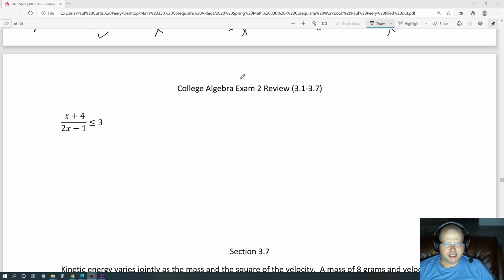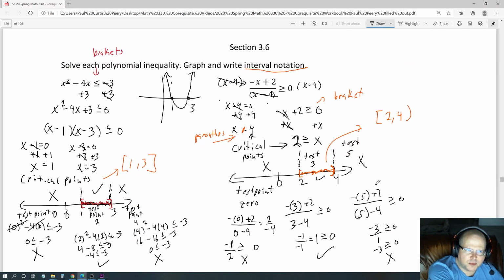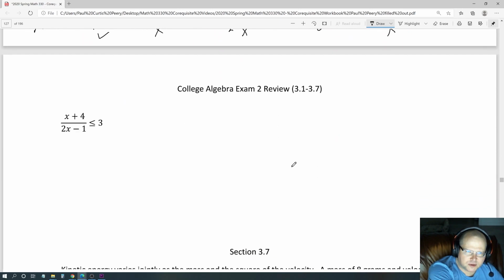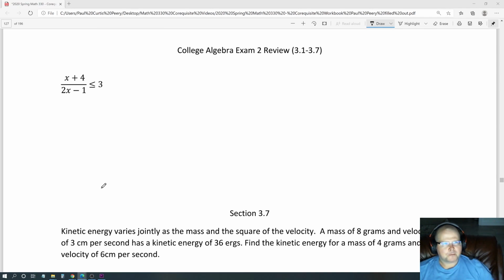College Algebra Exam 2 Review. All right. So, solve each polynomial inequality, graph, and write in interval notation. So we are going to follow those instructions.